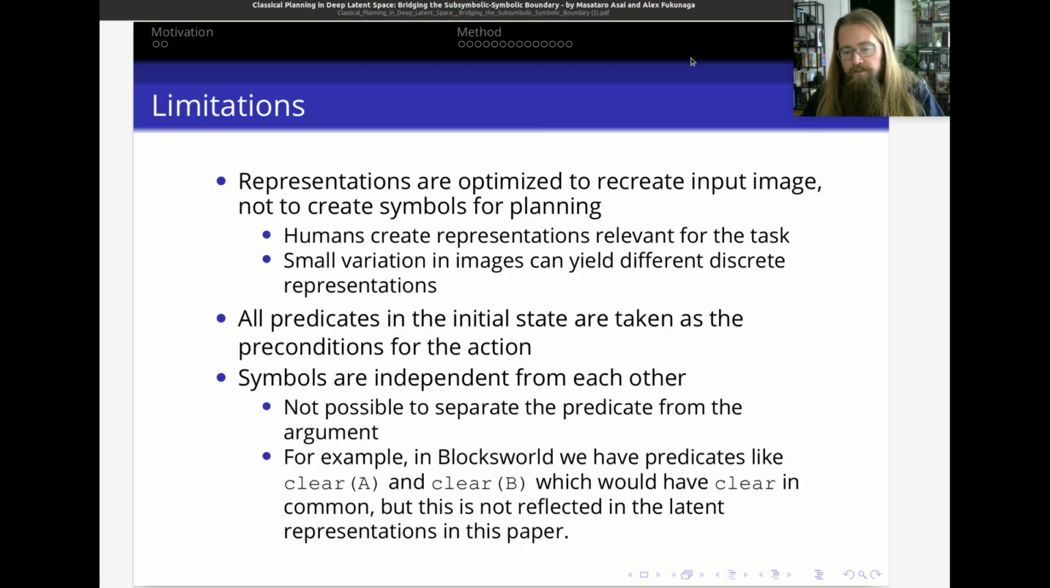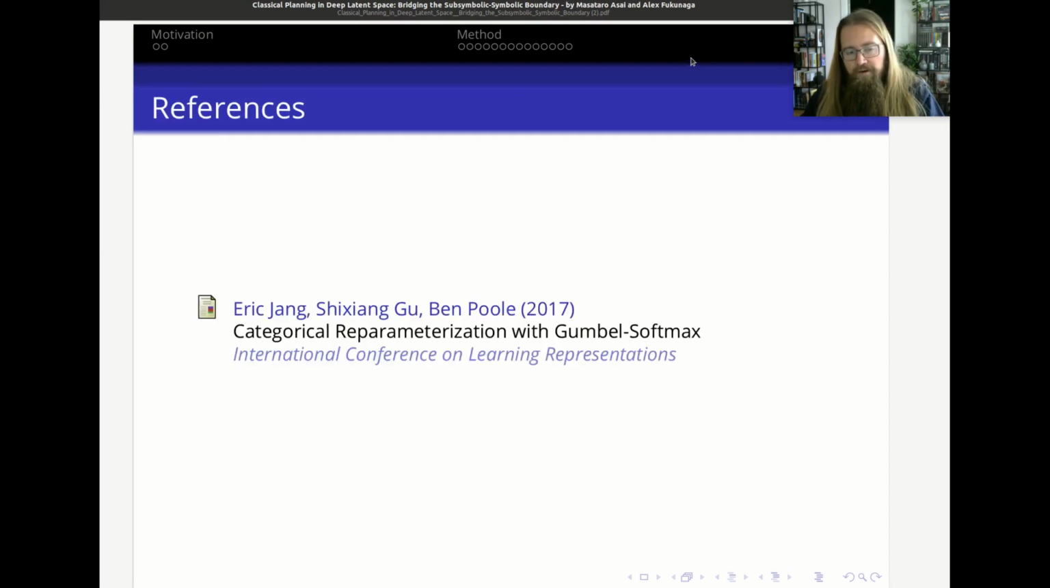And also the predicates are not combinatorial, which is another problem, which means they blow up depending on the size of the problem. You need more and more predicates. And here is the reference to the Gumbel softmax, if you're interested in reading that.